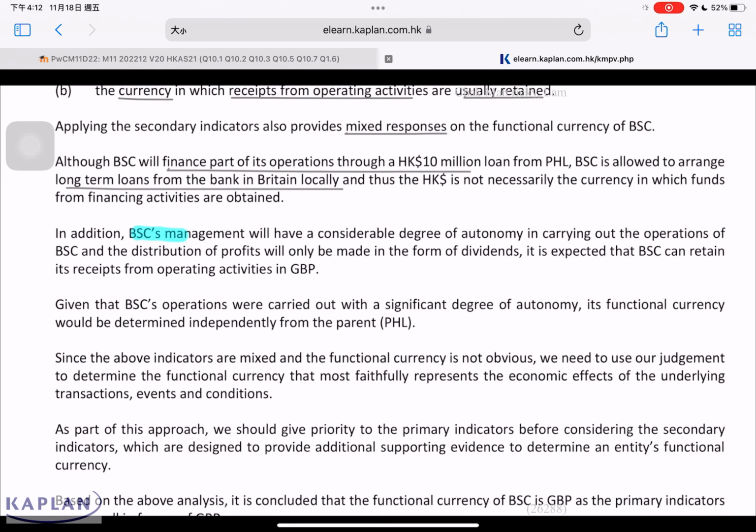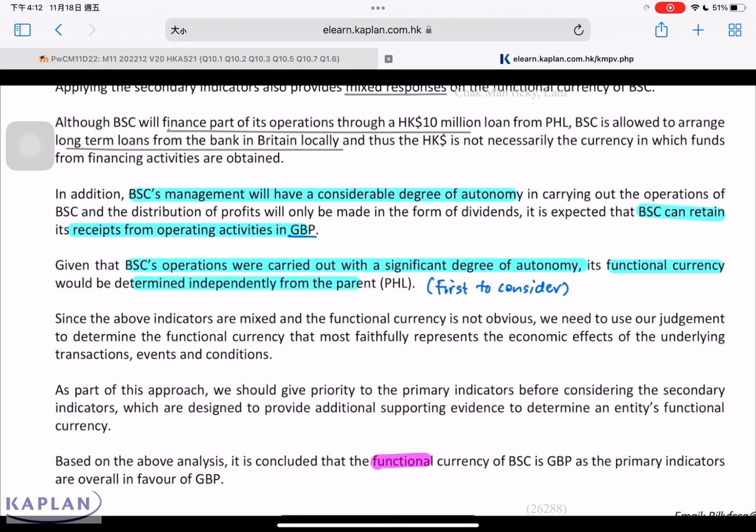BSC management operates independently from the head office or parent company. BSC can retain the receipts from operating activity, normally in British pound. And this is important: given that BSC operates independently from the parent company, BSC has to decide its own functional currency. This should be the first point to consider. If BSC were considered a foreign operation and an extension, then BSC's functional currency should be the same as PHL. But in this case, that's not true. BSC has to decide its own functional currency. Based on the analysis above, the functional currency of BSC should be the British pound, as the primary indicators are overall in favor of the British pound.